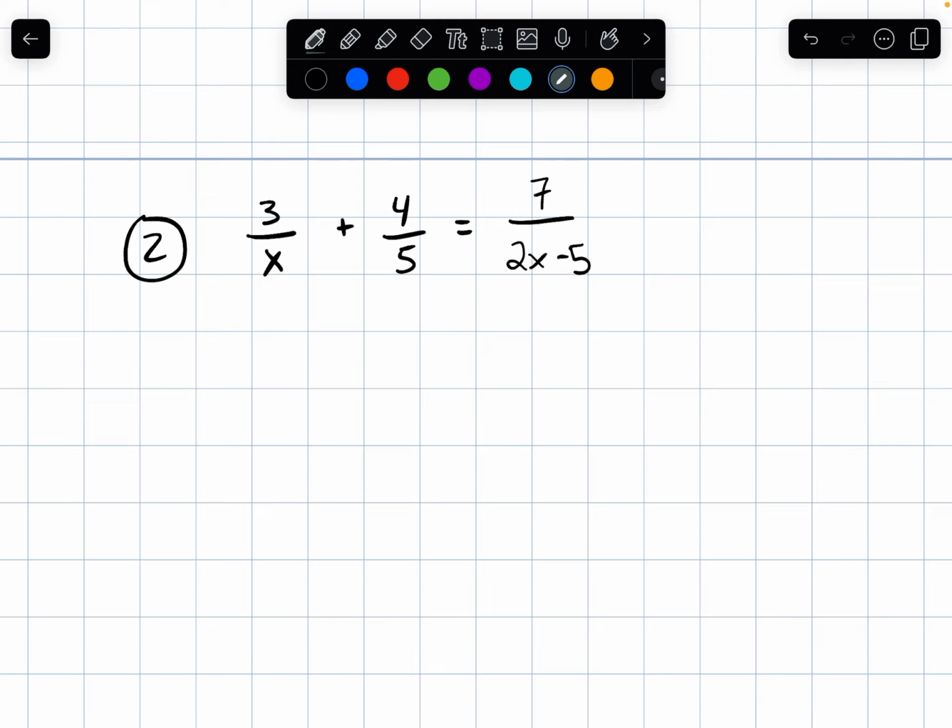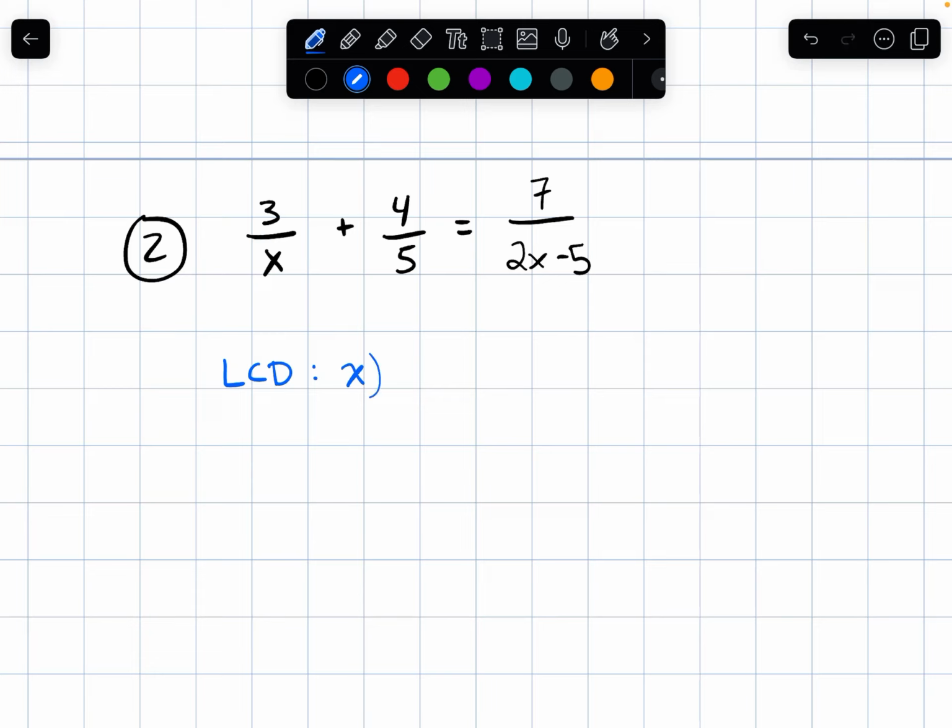3 over x plus 4 fifths equals 7 over 2x minus 5. So in this one, I want to identify the LCD. This is a little, not trickier, but there's more going on, right? If I look at the LCD, we know that we have to have an x. This 2x minus 5 is not factorable. I can't factor that, so there's nothing I can take out, an x or a 2 or any other number. So I definitely need an x in the denominator from here.